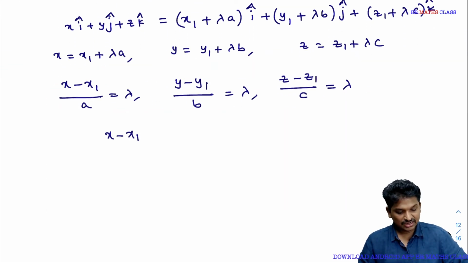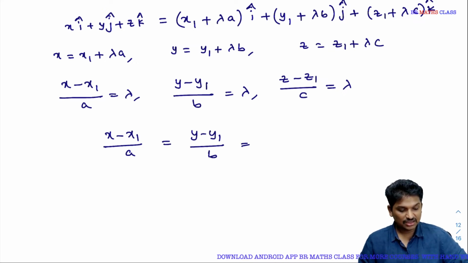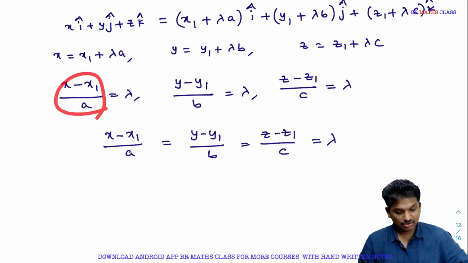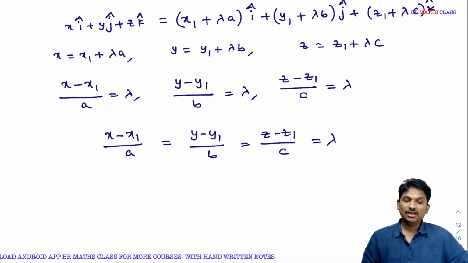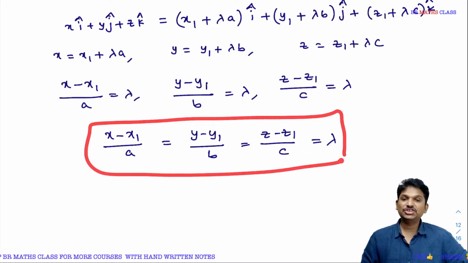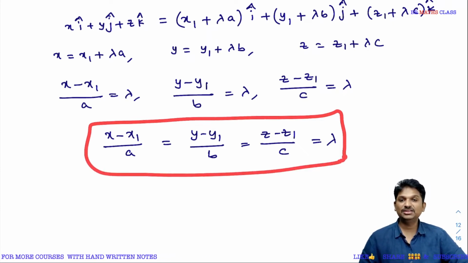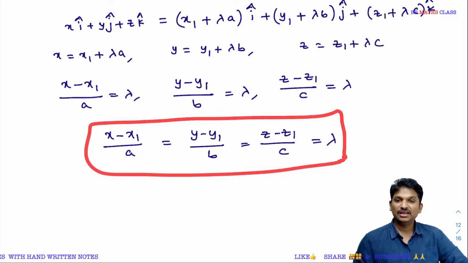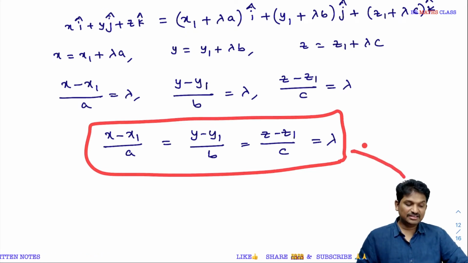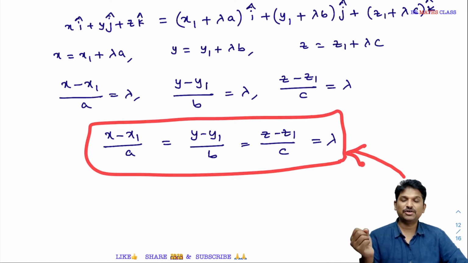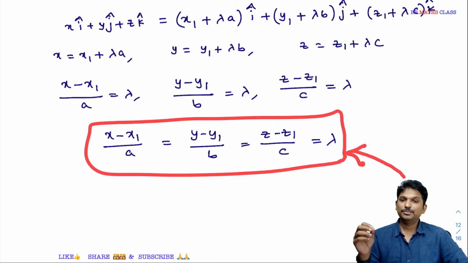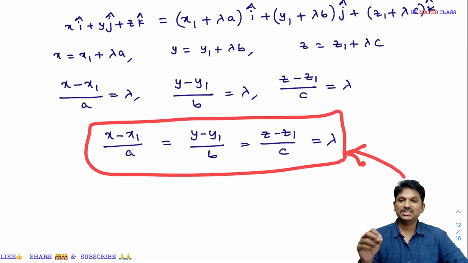x minus x1 divided by a equal to y minus y1 divided by b equal to z minus z1 divided by c. All these are equal to lambda. What is this? This is the Cartesian form of a line passing through point A parallel to the vector B bar. This is a method of representing a line in Cartesian form, right? This is also known as symmetric form. This is the method of representing a line equation in Cartesian form.